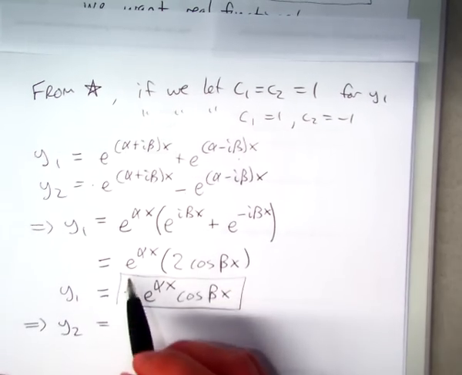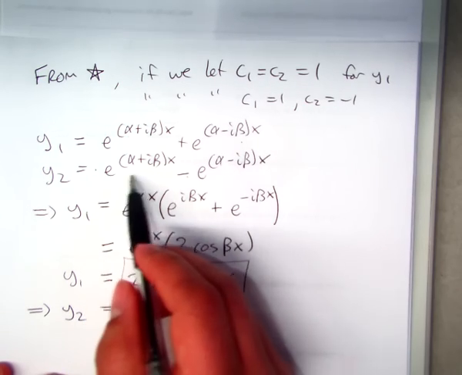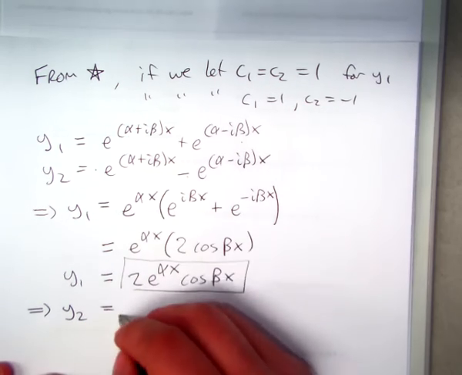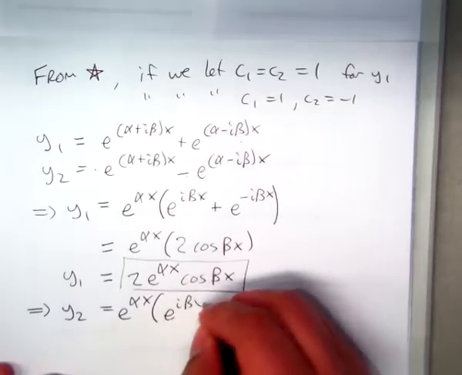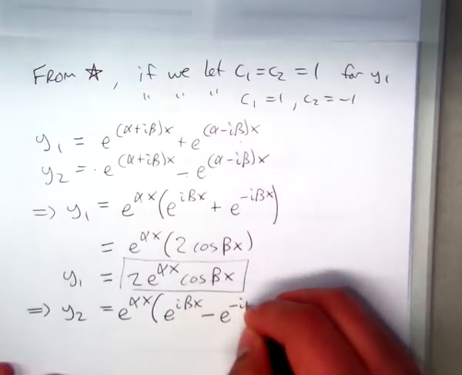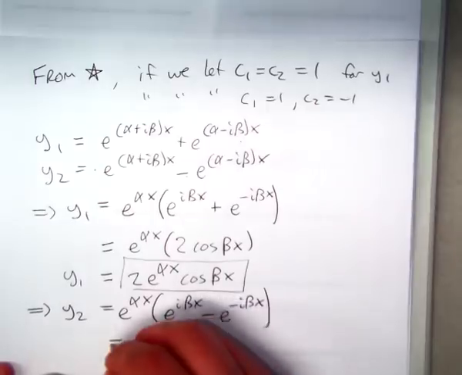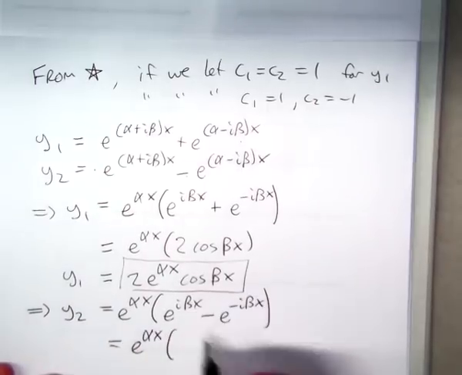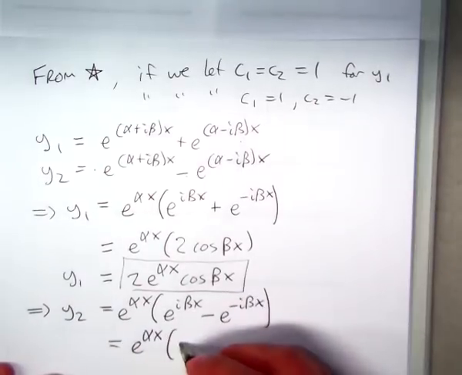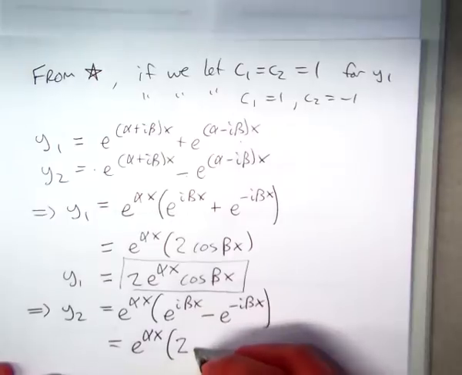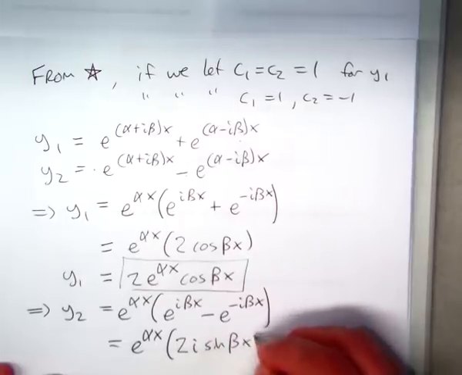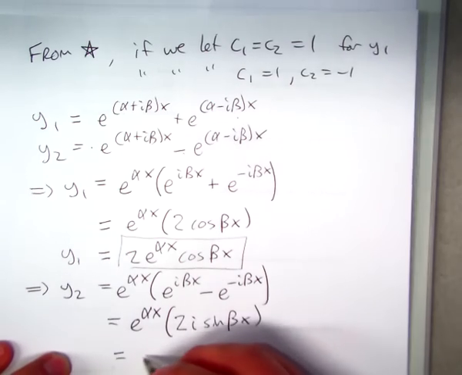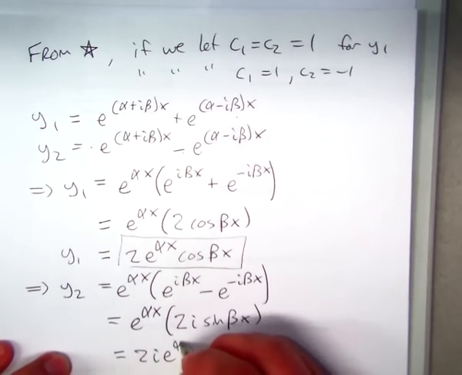Let's look at y2. Same idea. What's the one term in common? e to the alpha x. Pull it out. We get e to the i beta x minus e to the negative i beta x. And we did that earlier. What does that equal? 2, well, don't forget the i for now. 2i sine beta x. So we have 2 times i times e to the alpha x times sine beta x.